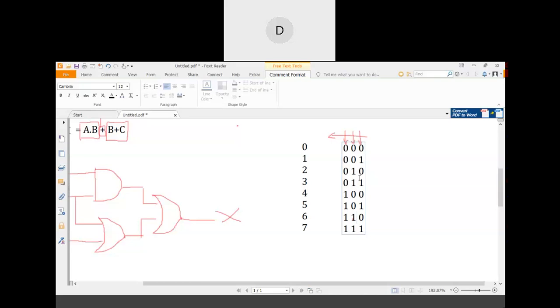When it comes to the fourth column, what happens then? These 4 zeros become 8 zeros, 4 ones become 8 ones. That goes up to 16. So this pattern we can use in our truth tables.